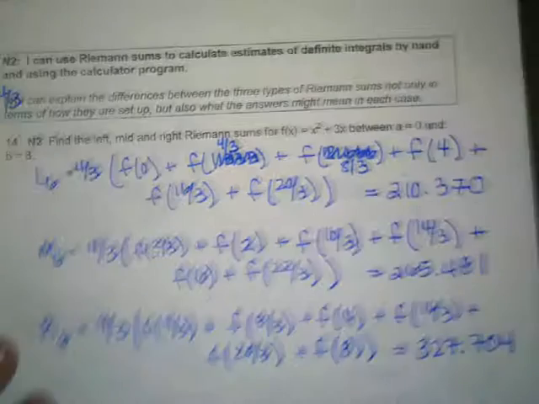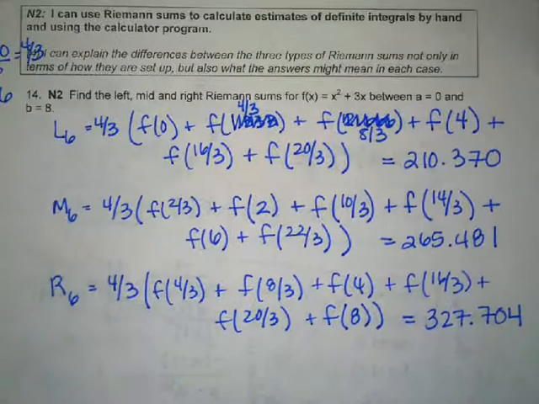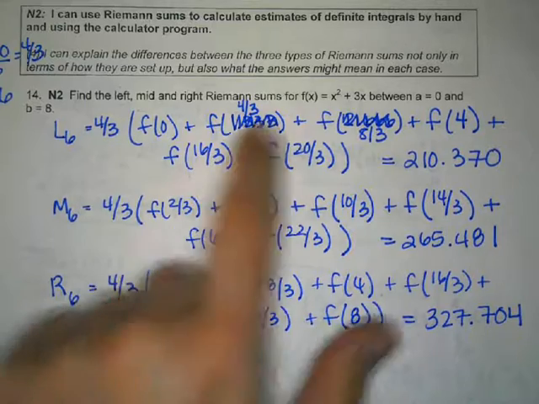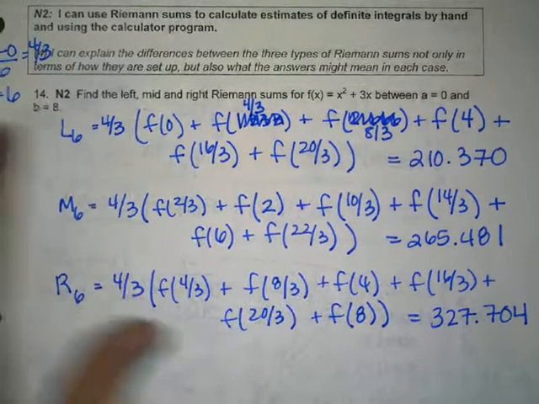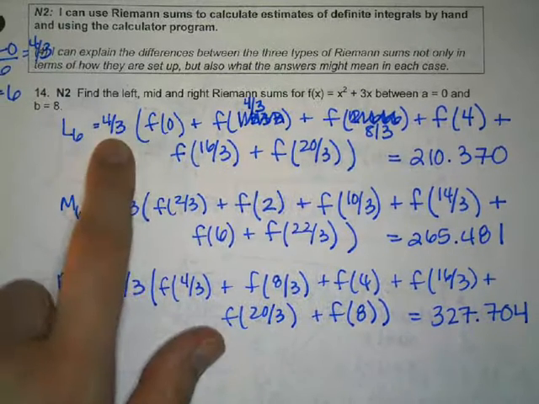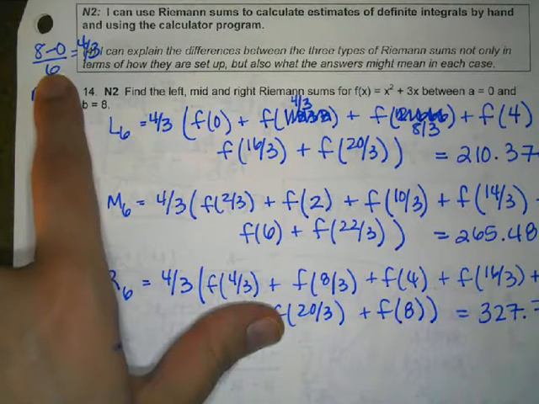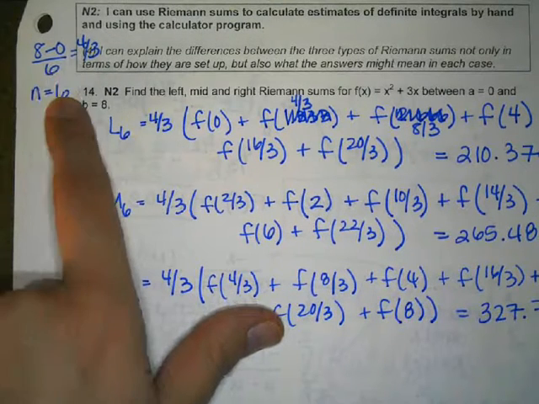Okay, for number 14. That's your work that you should have set up. These are the x values that you should have plugged in. I got the 4/3 as the width for every rectangle because I took the amount of space I had, which was 8, and divided by 6 to get 4/3.